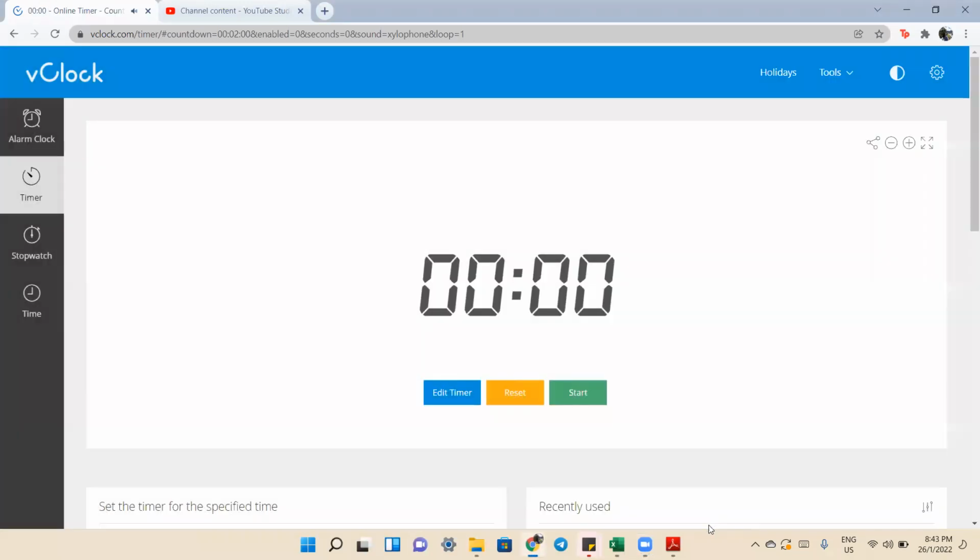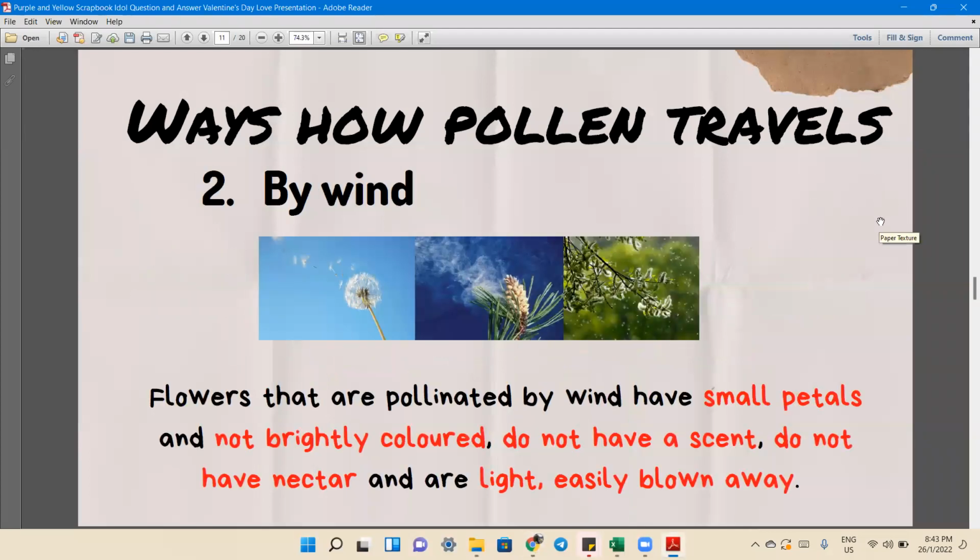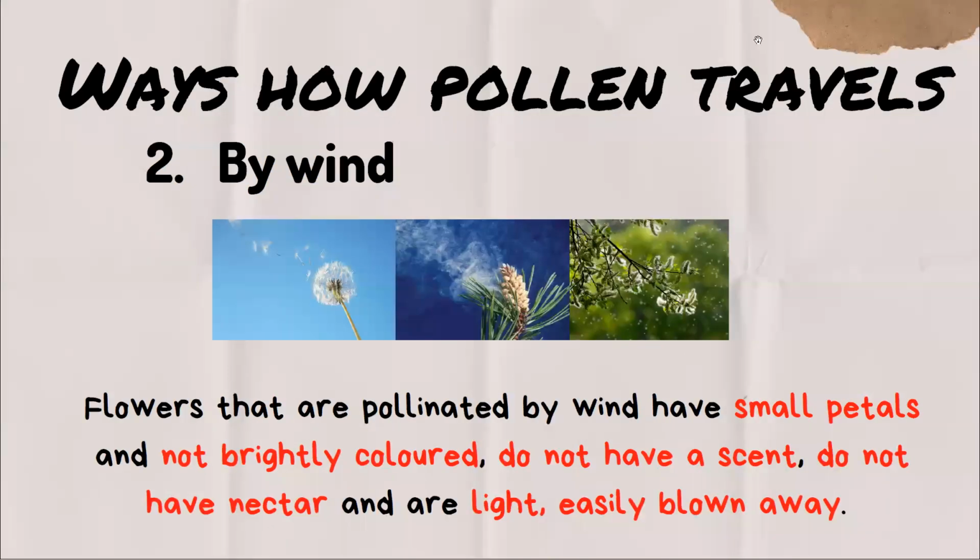Okay, your time is up. Let's check. The 5 adaptations are: small petals, not brightly colored, no scent, no nectar, and light so that they're easily blown away. Did everyone get that correct? Can students who got it correct raise your hand? So proud of all my students here.